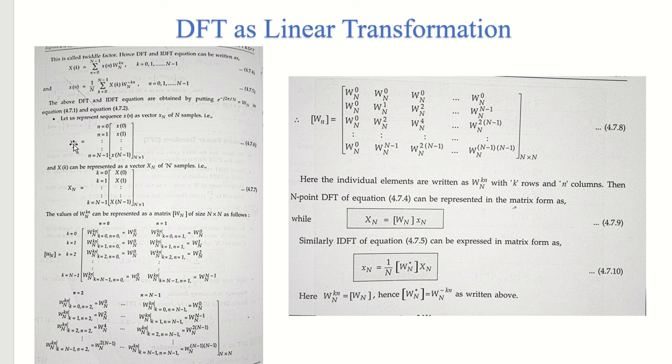We will have x of n, where n equals 0, n equals 1, all those values will fall outside, but the other values x0, x1 up to xn minus 1 will remain there. Now you can write the same for x of k as well, in the same way x of n represented with n samples. Here the value of k will remain outside, k equals 0, k equals 1 up to k equals n minus 1, and x of 0, x of 1 up to x of n minus 1.